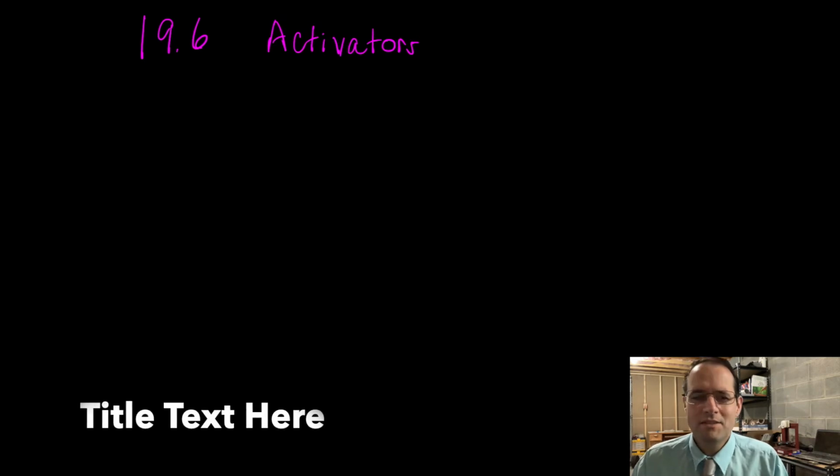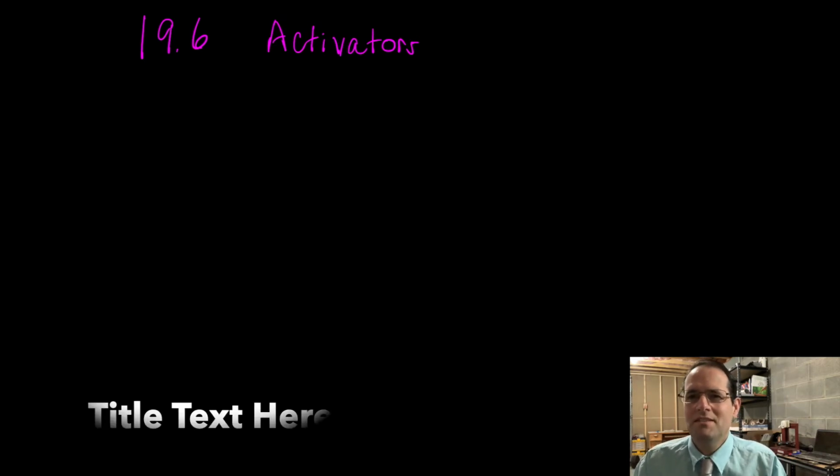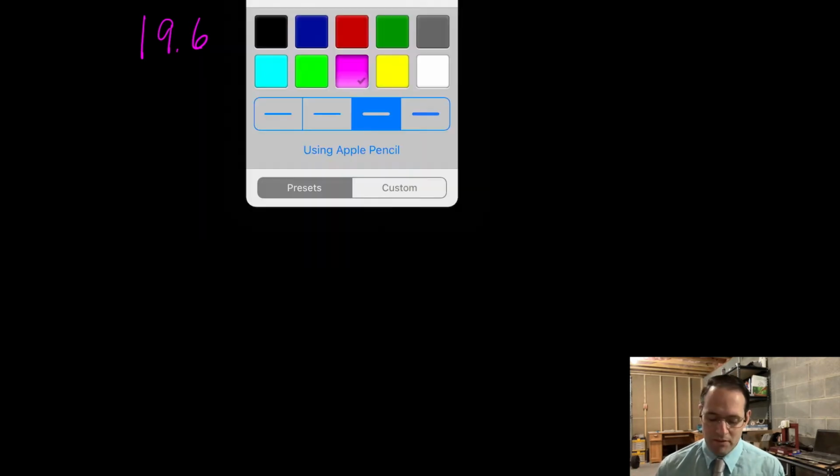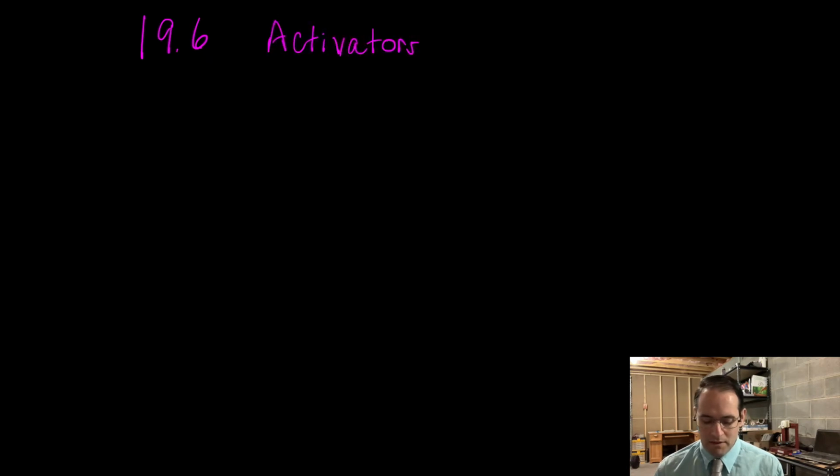Welcome back. This video is section 6 in chapter 19, and today we're talking about activators. Now, activators create a situation where the aromatic ring is more reactive than just benzene. So if we look at benzene, which has just a hydrogen here at the top position, there's 6 hydrogens, but I have to have a point of reference to compare.